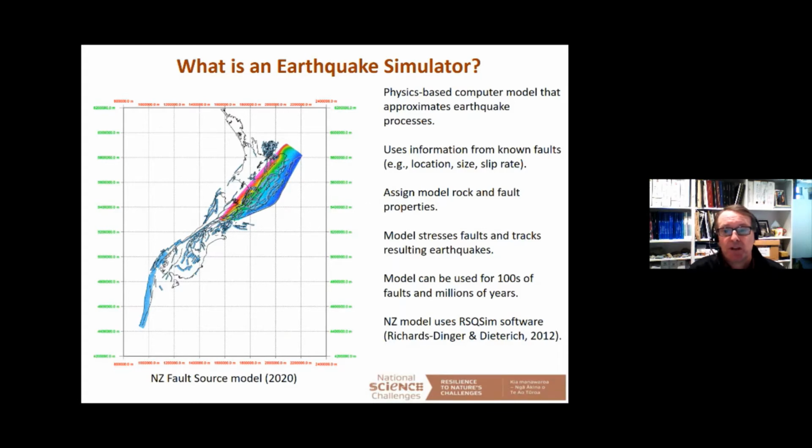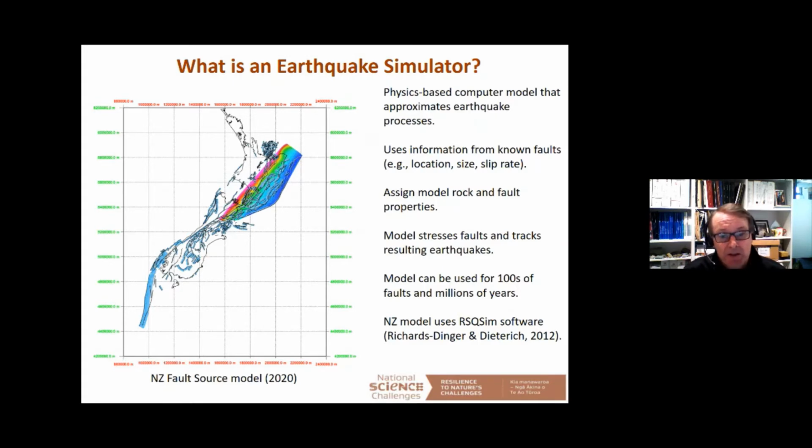We have to input known active faults, and the map on the left of your screen shows the known active faults that we are currently working on, as of 2020. For those faults, we have information on the location, the size, and the slip rate. In addition to that, we have information on the rock and fault properties. We use that in the model, and essentially we stress the faults, or load the faults, and then we track the earthquakes that result from that stressing process.